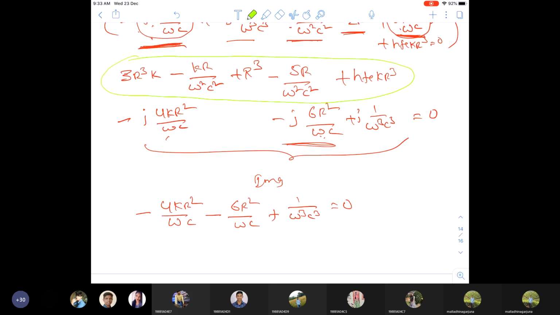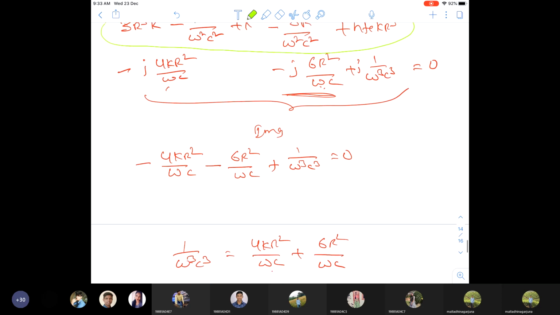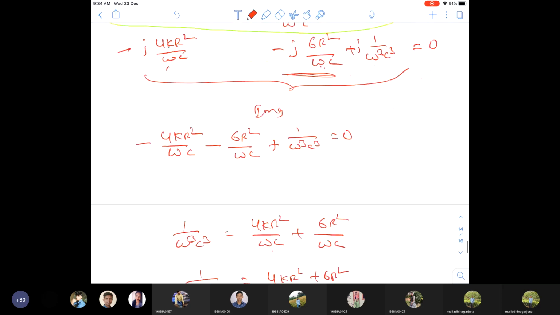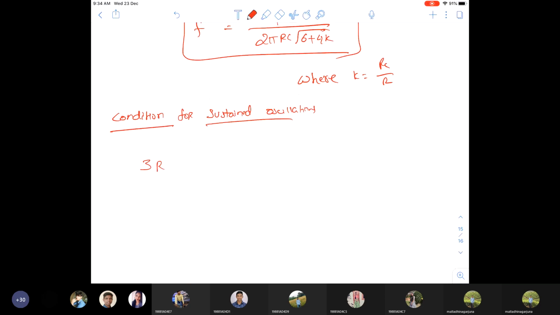Okay, so now you write it down again. You write it down. 4 3r cube k. Tell me the equation.